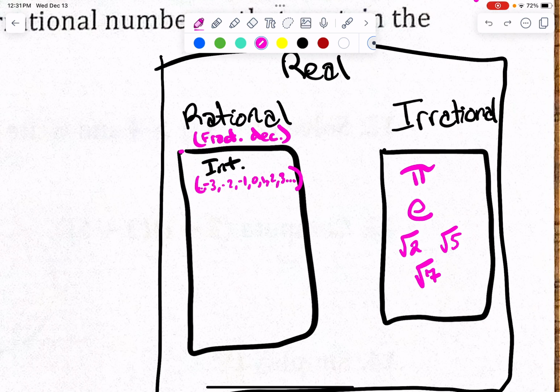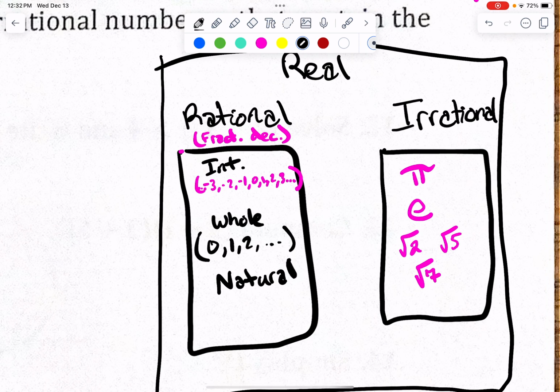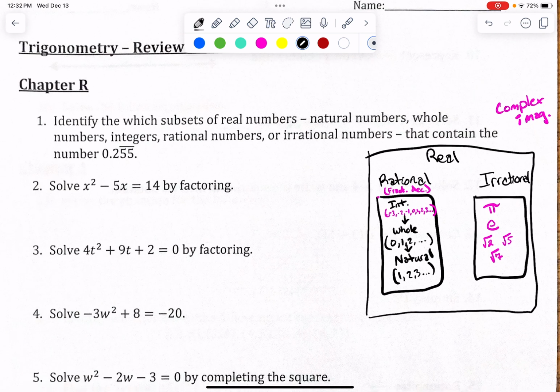Okay, then underneath of integers we have the natural numbers, and that would just be 0. No, wrong. We have the whole numbers, and that's 0, 1, 2, etc. Those are whole numbers, and then we have the natural numbers. And natural numbers are just 1, 2, 3. So each subset tapers off a little bit each time. Okay, so that is our Venn diagram of how we have things going on here.